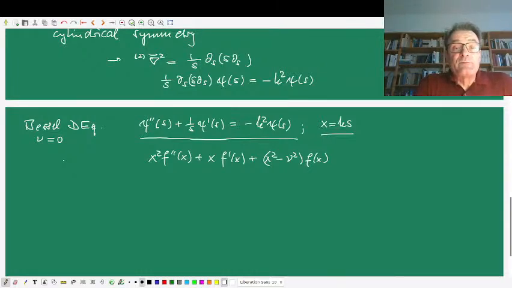All right, so we have a Bessel differential equation here for the Poisson equation, and this means that our solution psi of s is going to be a cylindrical Bessel function J0 of ks, or a cylindrical Bessel function Y0 of ks.